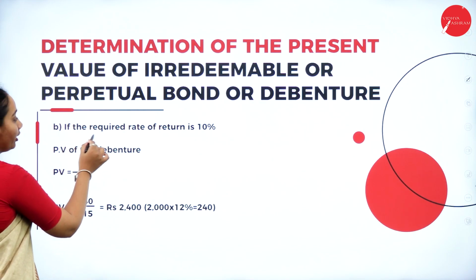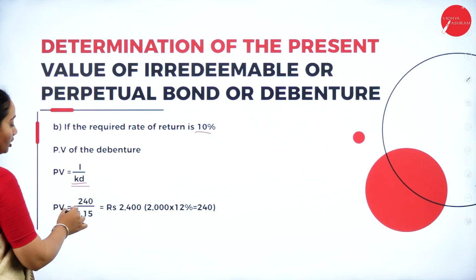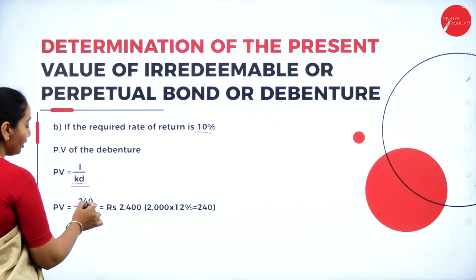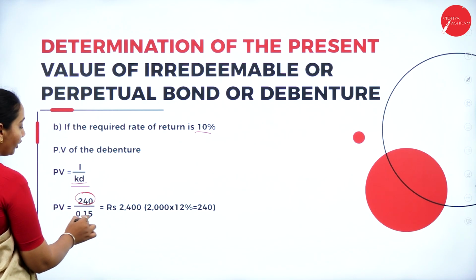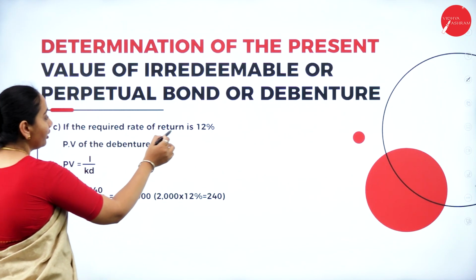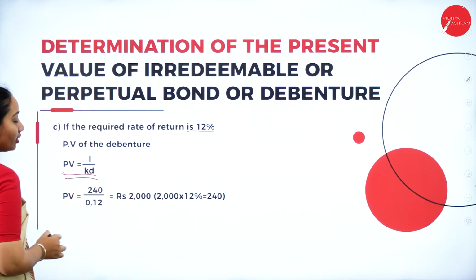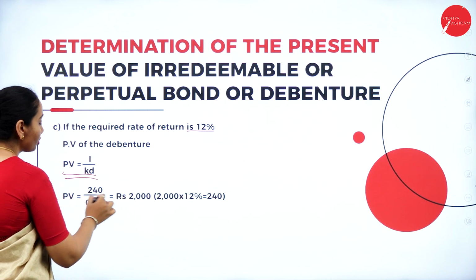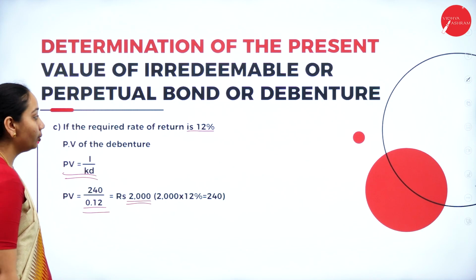Next, if the required rate of return is 10%, present value of the debenture is I divided by KD. I is 240 rupees. So 240 divided by 0.10 will give 2400. Next, if the required rate is 12%, same formula, PV is equal to I divided by KD. So 240 divided by 0.12, the present value will be 2000 rupees.